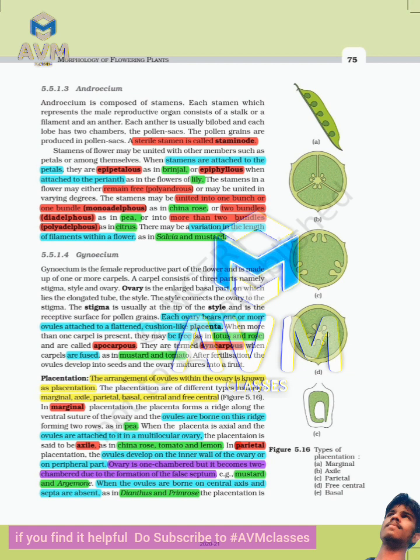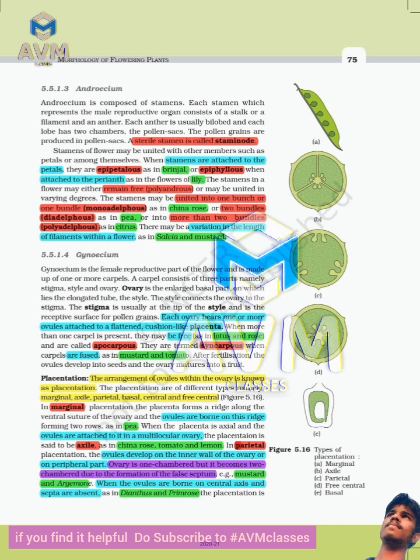In marginal placentation, the placenta forms a ridge along the ventral suture of the ovary and the ovules are borne on this ridge forming two rows as in pea. When the placenta is axial and the ovules are attached to it in a multilocular ovary, the placentation is said to be axial as in China rose, tomato and lemon.